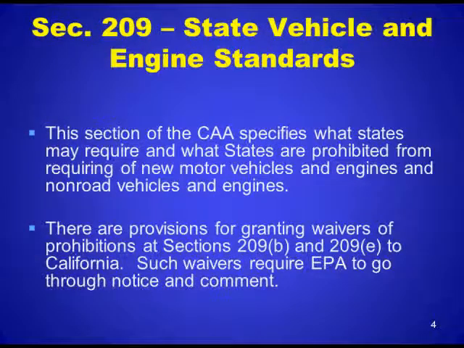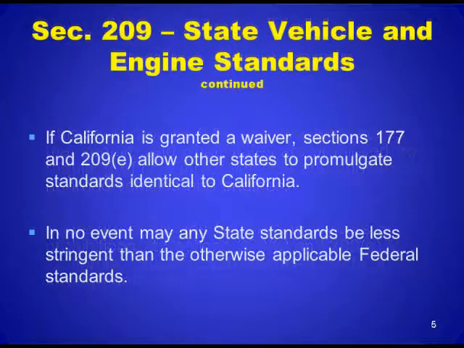Now we're going to talk about Section 209 of the Clean Air Act, which is regarding state vehicle and engine standards. This section specifies what states may require and what states are prohibited from requiring of new motor vehicles and engines and non-road vehicles and engines. There are provisions for granting waivers of these prohibitions to the state of California. Such waivers require EPA to go through notice and comment. If California is granted a waiver, Sections 177 and 209(e) allow other states to promulgate standards identical to California's. In no event may any state standards be less stringent than the otherwise applicable federal standards.